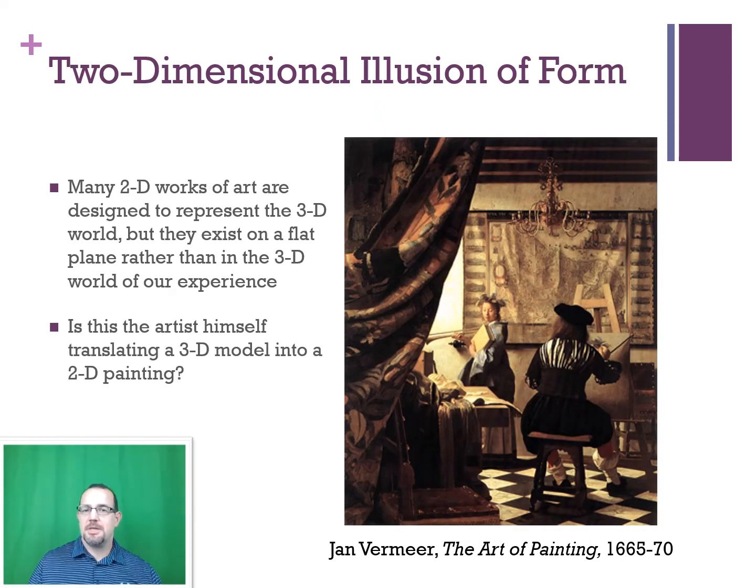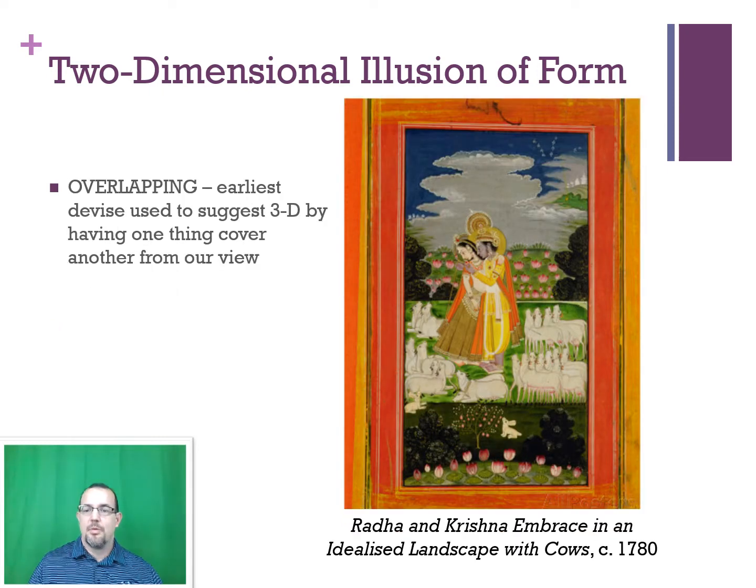Now let's move on to two-dimensional illusion of form. Many 2D works of art are designed to represent the 3D world, but they exist on a flat plane, kind of like a sheet of paper or a canvas, rather than in the 3D world of our experience. One of the earliest devices used to suggest 3D is overlapping, where you have one object that's covered up partially by another object. And it just gives that illusion of depth.